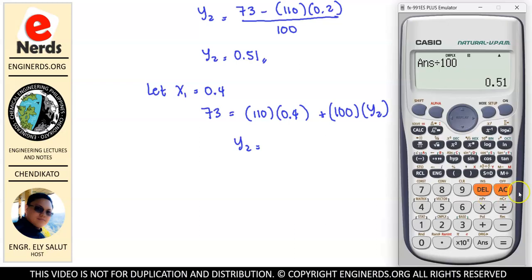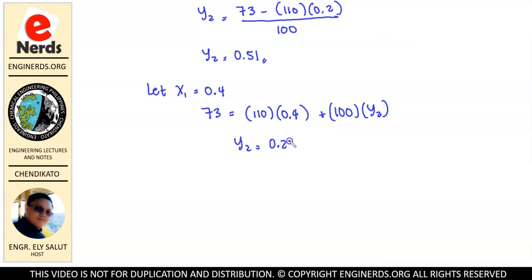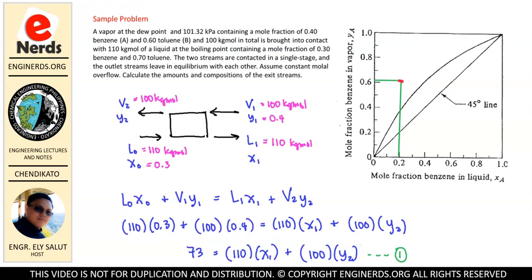Okay, so we have 73 minus 110 times 0.4, then divided by 100. Okay, so I have 0.29 in here. Okay, so let us now plot this. Hanapin natin kung nasaan siya dito sa ating XY diagram. So 0.29 is somewhere here.